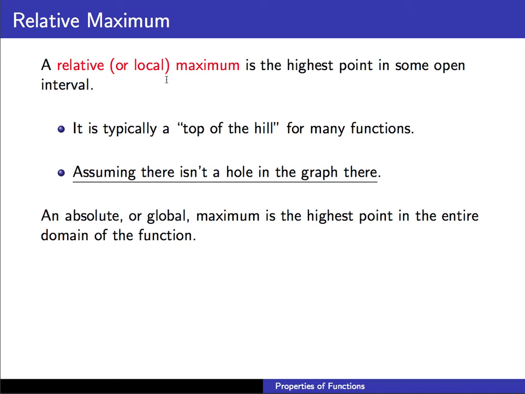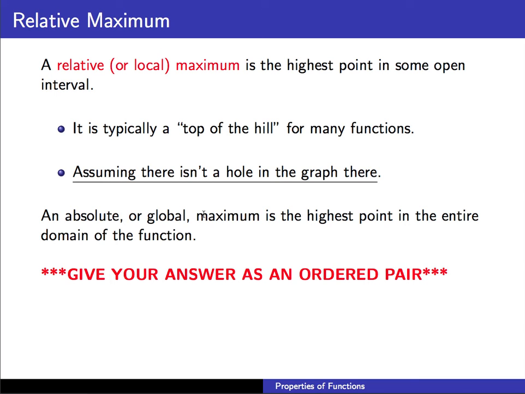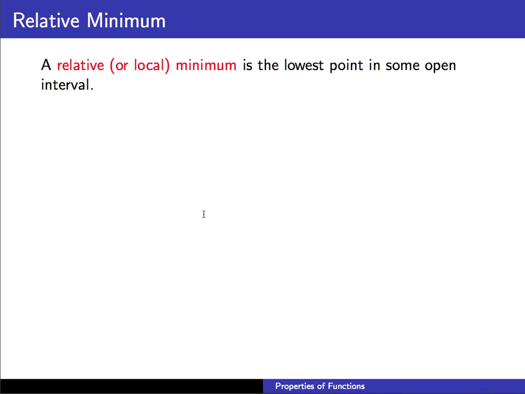We also have another type of maximum called an absolute or a global maximum, which is the highest point in the entire domain of the function. So if we take the entire domain of the function into account, we could have an absolute or a global maximum, although that's not a guarantee. You want to give your answer for finding any kind of maximum, whether it's relative or absolute, as an ordered pair, so an x-coordinate and a y-coordinate.